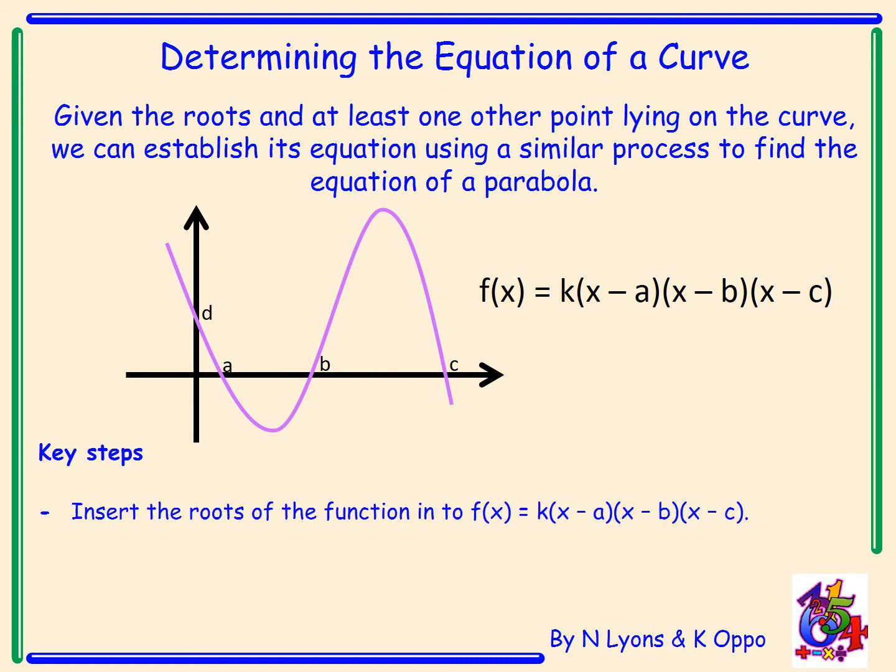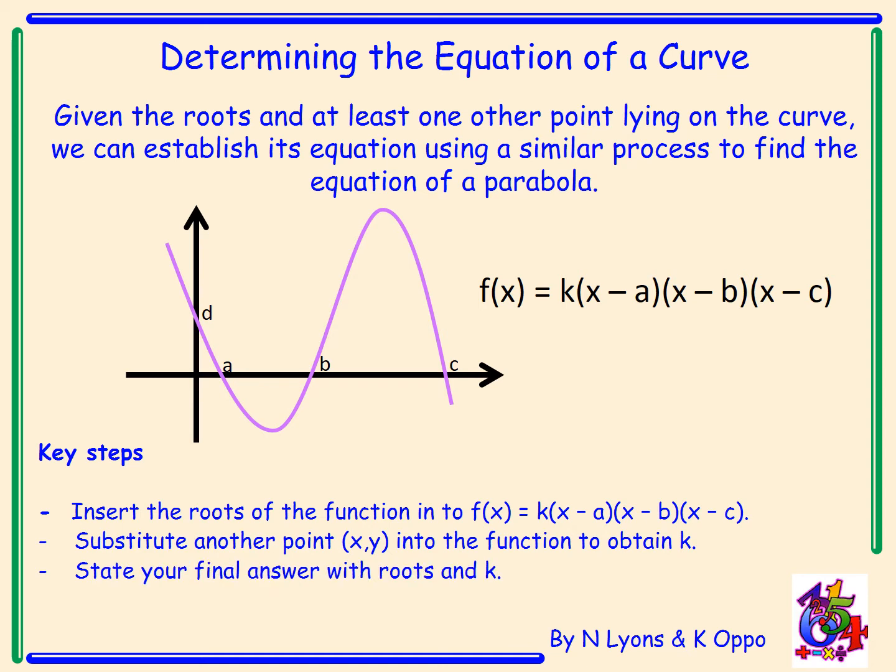Key steps. Step 1, insert the roots of the function into the general form f(x) equals k multiplied by x minus a multiplied by x minus b multiplied by x minus c. Step 2, substitute another point, x y, into the function and rearrange to get k. And finally, state your final answer with roots and k inserted into the function.